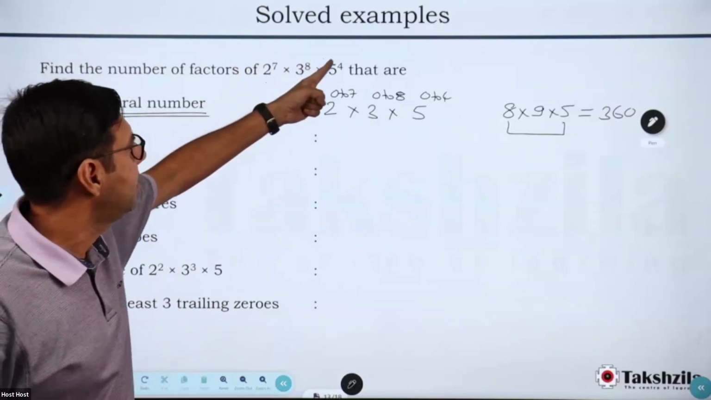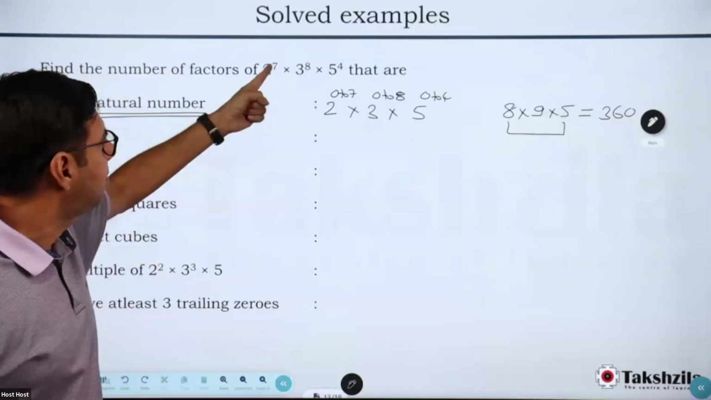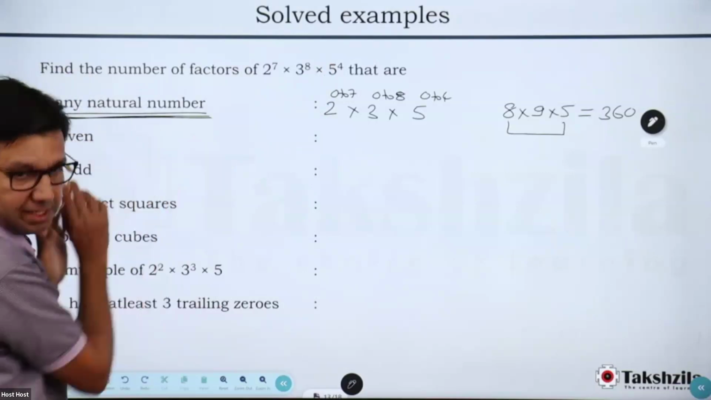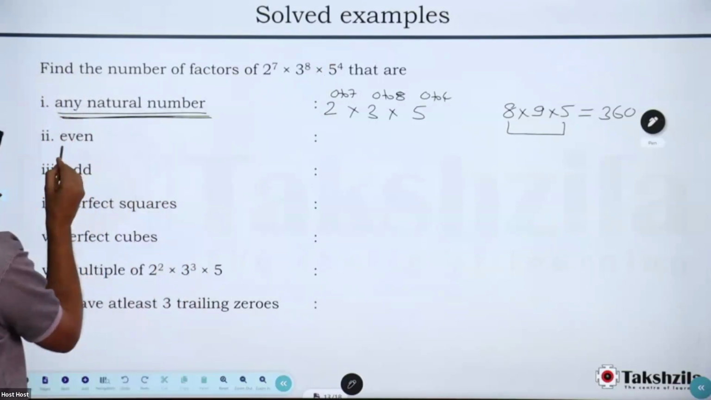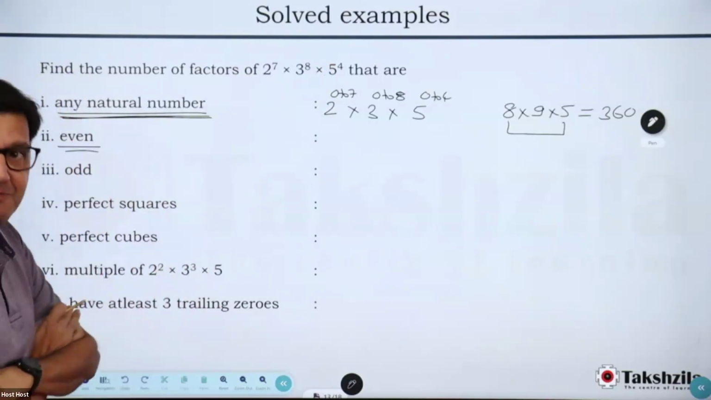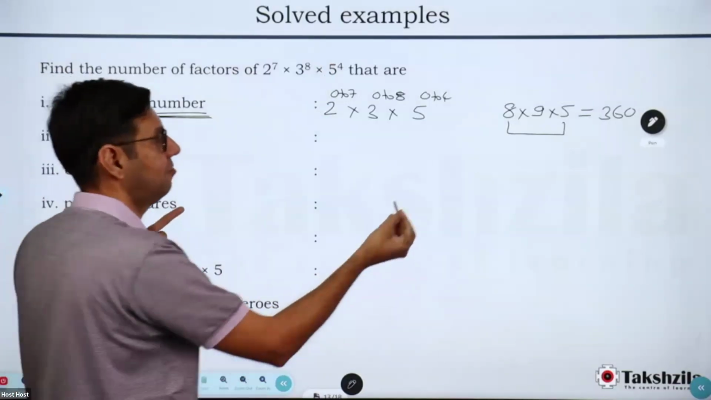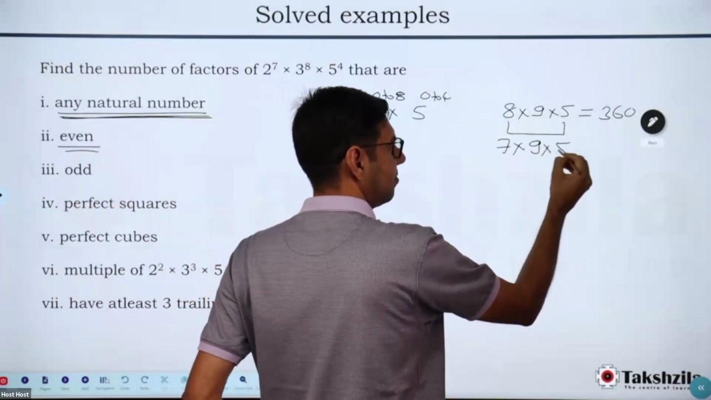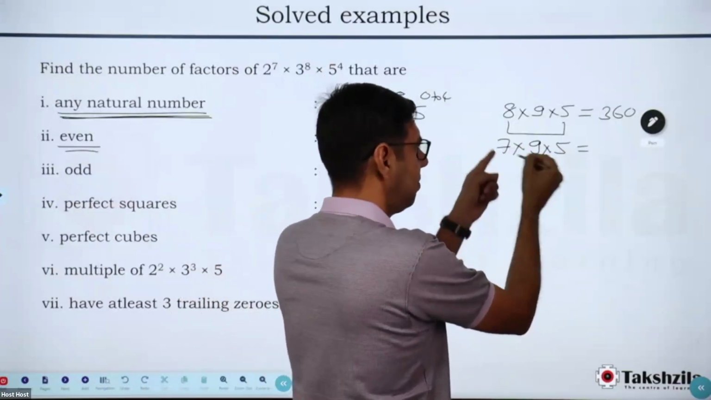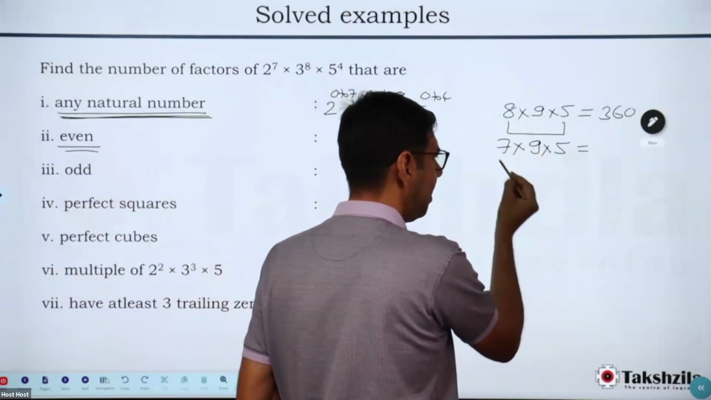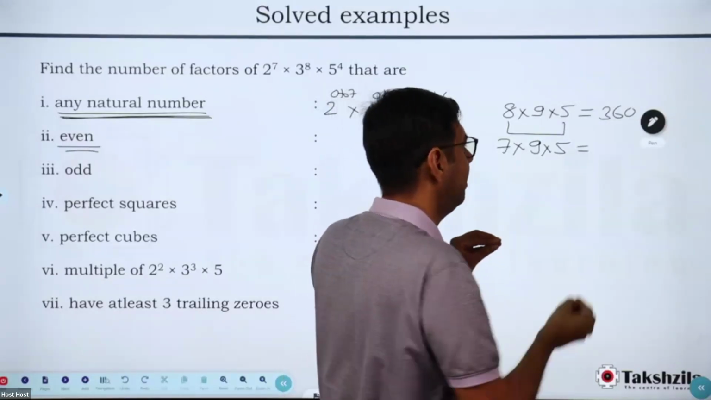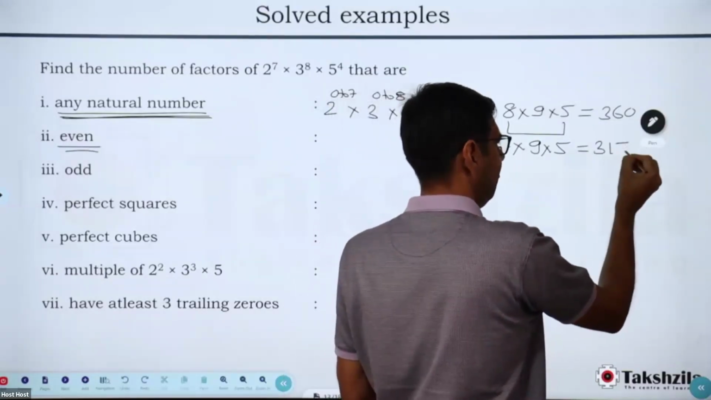8, 9, 5. A plus 1, B plus 1, C plus 1. When there is no condition. Now there's a condition. It has to be even. If it has to be even, this is the answer. Now there's no simpler way to multiply. So I'll multiply this 63. 6 is 300 and 15, if I'm not wrong.